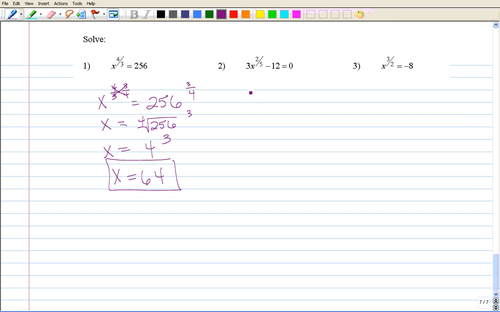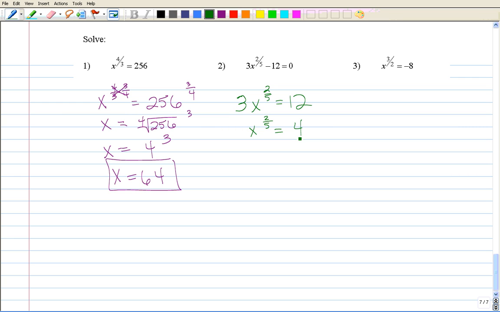Let's look at this next one. We have 3x to the 2/5, and I'm going to go ahead and add that 12 to the other side. Let's also divide by 3. So now we have x to the 2/5 equals 4.